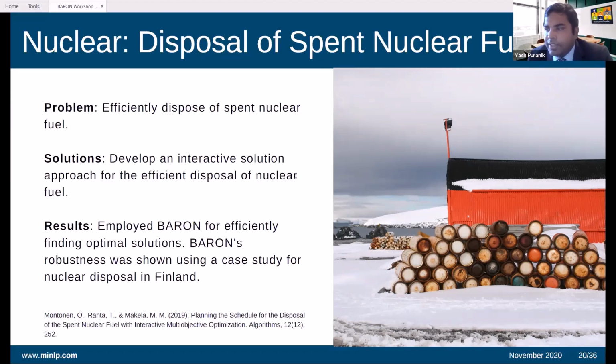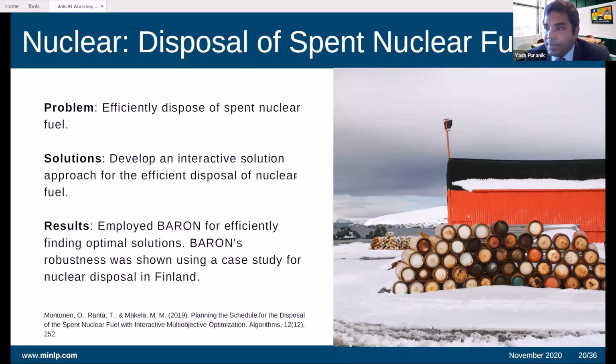At the same time, you want to do it safely, you want to do it efficiently. You don't want to dispose of nuclear material too soon. You don't want to dispose of it too late. So I can see it's clearly maybe a scheduling problem or a planning problem, depending on the horizon you're looking at. So the authors looked at this problem of figuring out an optimal schedule for how to dispose of nuclear fuel. And of course, it was a large mixed integer nonlinear programming problem. There were several considerations to take into account, several safety constraints and economic constraints, and so on.